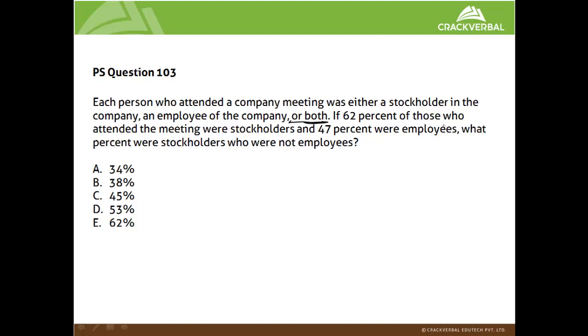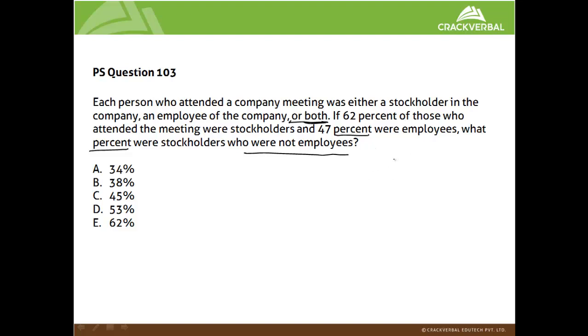If 62% of those who attended the meeting were stockholders and 47% were employees, what percent were stockholders who are not employees? So those who are stockholders but not employees, what percentage of the total are they asking? They should be stockholders but should not be employees. So it's a typical Venn diagram type question. The first trigger is both, and also they are asking stockholders, not employees, so that means they are excluding the intersection part.